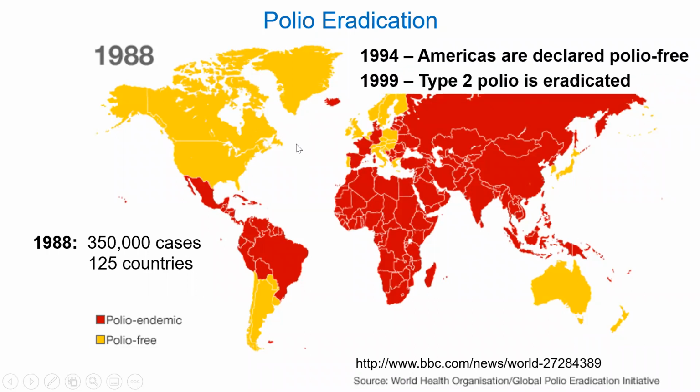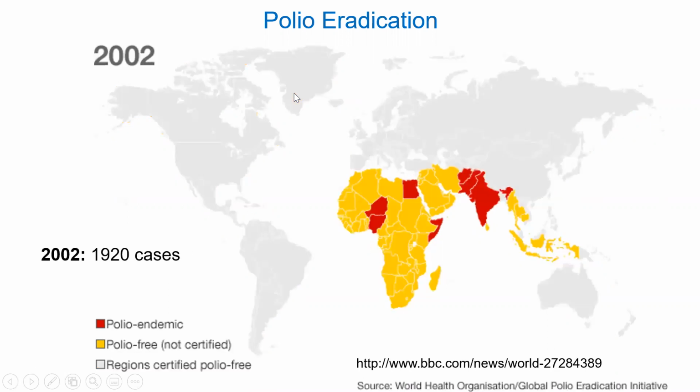So in 1994, all of the Americas were declared polio free. In 1999, type 2 polio was declared eradicated. So something interesting about poliovirus is it doesn't really mutate that much. And there's only 3 types. So they basically made these vaccine inoculations have 3 types in it. They were trivalent, you'd call them. And type 2 was eradicated almost 20 years ago now, which is pretty cool.